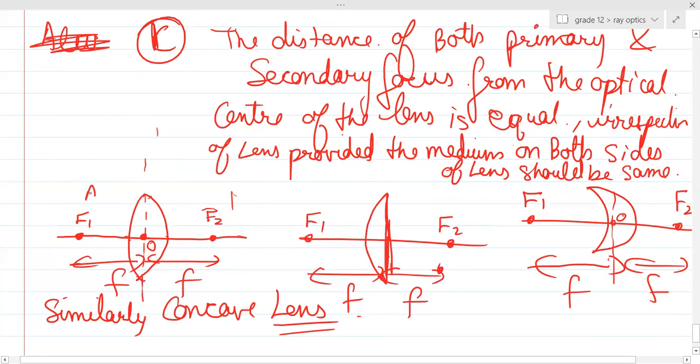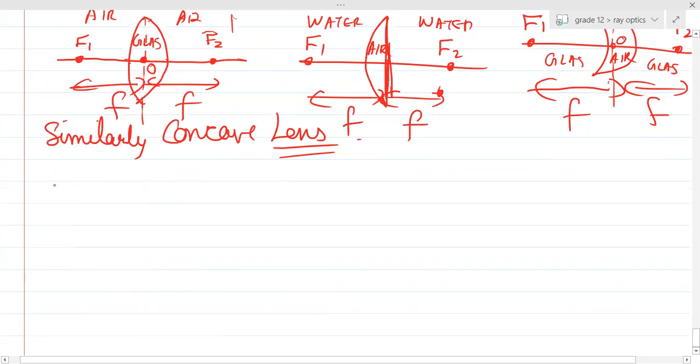If the medium over here is air and here also it is air, then this concept is valid. If this is water, this is also water, then this concept is valid. If this is glass and this is also glass, then this concept is valid. Are you getting my point? So irrespective of the material of the glass, if the medium on both sides of the lens is the same, then this concept is valid. Is it clear?